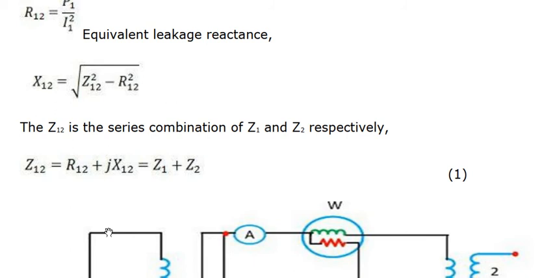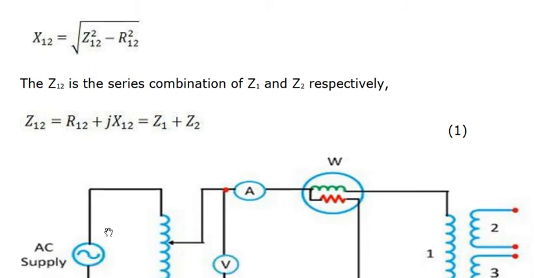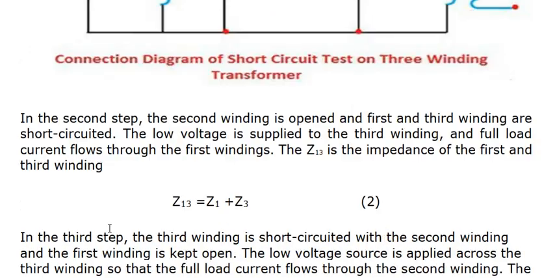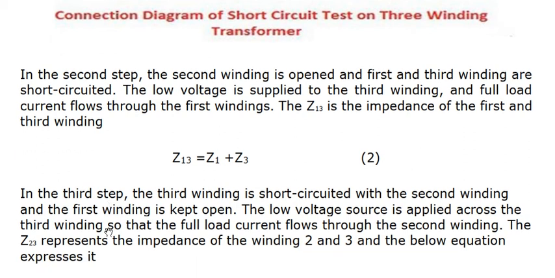In the second short circuit test, winding 3 is short circuited and winding 2 is kept open. A low voltage is applied to winding 1 to circulate full load current in winding 3. If Z13 represents the short circuit impedance of windings 1 and 3 with winding 2 left open, Z13 is equal to Z1 plus Z3, that is equation 2.